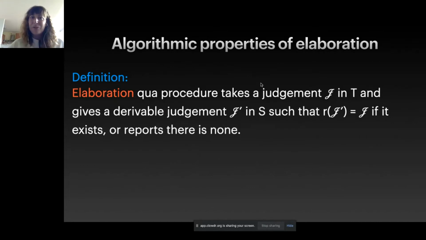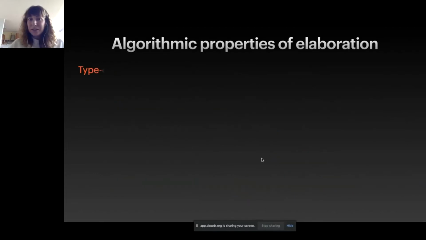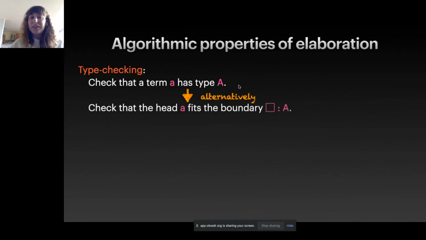So as I'm saying this, you think, oh, but that's type checking, right? So the question is, is elaboration as defined here, as a procedure, computable or algorithmic? And as I said, well, it kind of depends if our type theory has decidable type checking or not, right? So what is type checking? Type checking usually means that we check that a term, little a, has type big A, right? This is what we think of. But in our setting, we can think of it alternatively as this. We're checking that the head A fits the boundary box A, okay? And why I'm doing this is because it's a little bit of a generalization, because here, you see, I'm using the boundaries. I'm saying, oh, well, we're checking if a head fits a goal, right?